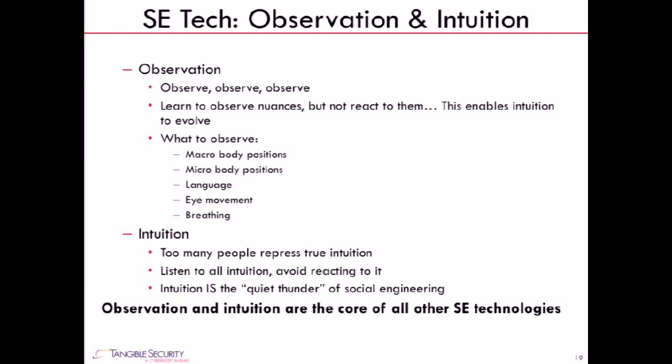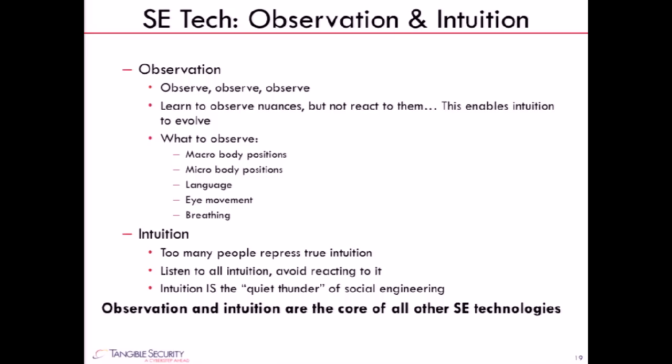So observation, intuition. We all know that we're supposed to do these things. Not all of us do it right. You need to observe the nuances, but not react to them. That's the biggest thing we do wrong. We observe something and react to it. We'll talk about unbiasing in a minute. Unbiasing is the key to doing this. And when you learn to do an unbiased observation, you will see things you never thought you could, that you would have never seen there. Macro body positions, micro language, all of those things, you'll build this repertoire.